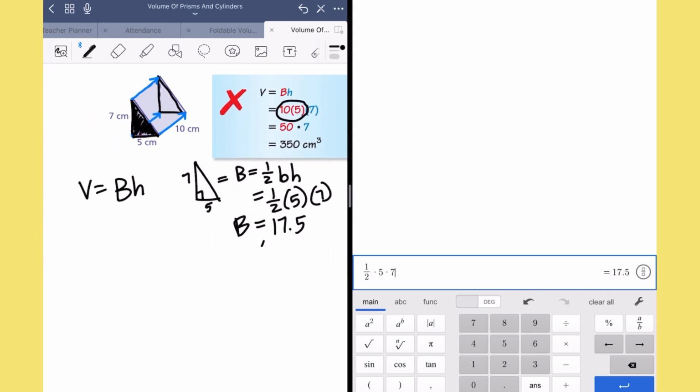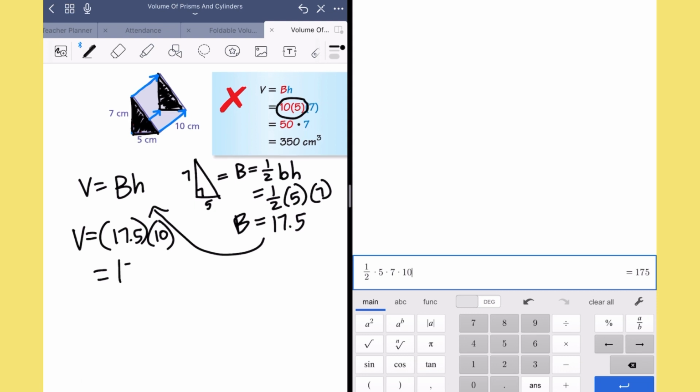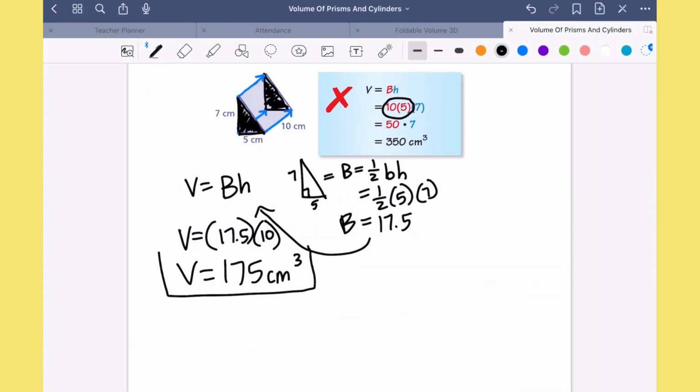Okay, and then I'm going to bring that back. And then the height of this prism is 10. Remember, it's how far apart the bases are. So it's 10 centimeters high. So 17.5 times 10 is 175 centimeters cubed. Okay. All right.